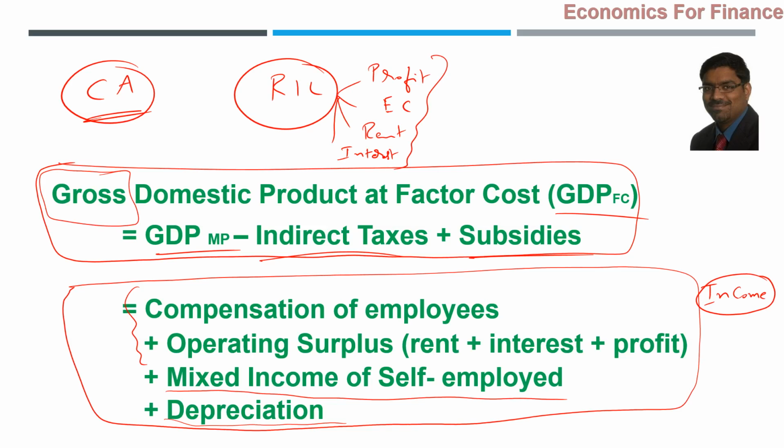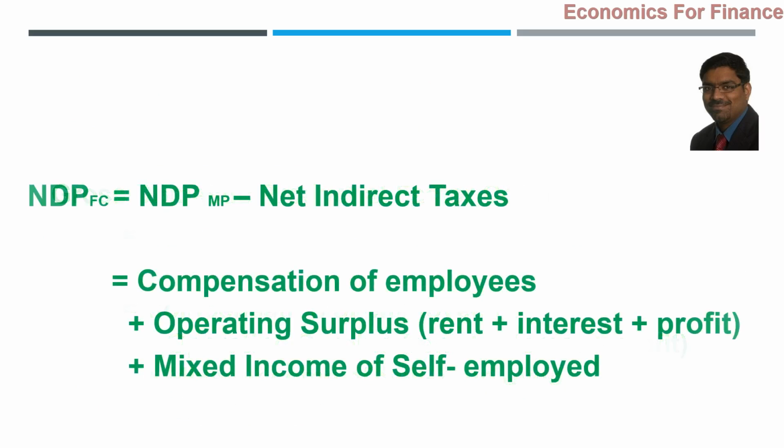Why? Because gross. Sir, what if I want to calculate net domestic product? Then don't add depreciation. Simple. Because what is the difference between gross and net? Depreciation only. If you add depreciation here, you get gross. Don't add depreciation, you get net. So net domestic product at factor cost will be everything other than depreciation.